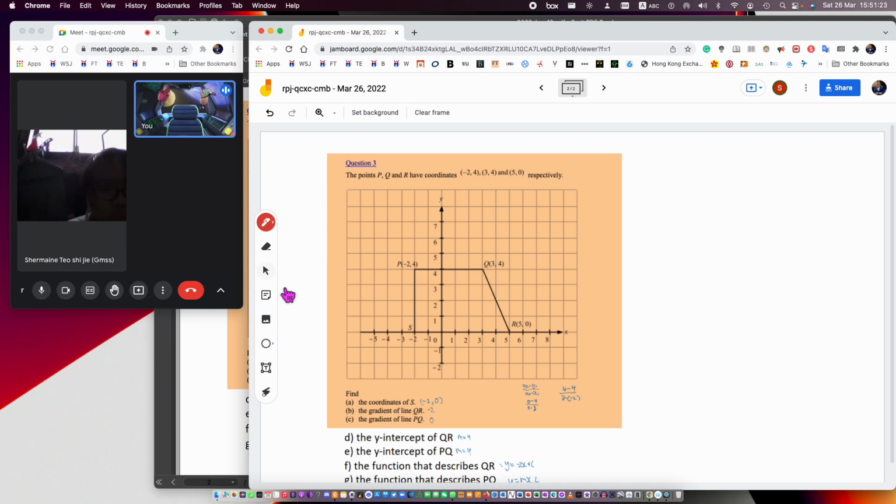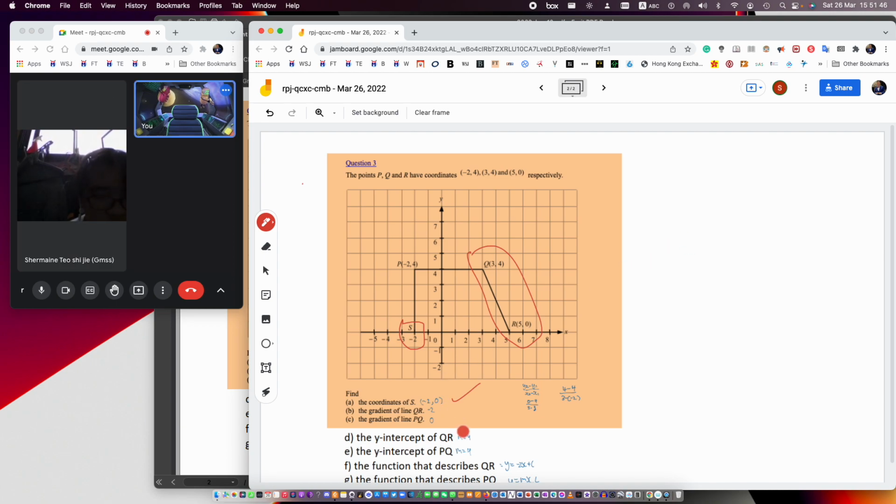Okay, slide 2. Are you looking at slide 2? Yeah. Okay, good. So first question, coordinate of S. Where's the S? S is here. So it's minus 2 and 0. Very good. The gradient of line QR. How do you get the gradient of line QR? The formula. So what formula do you use?